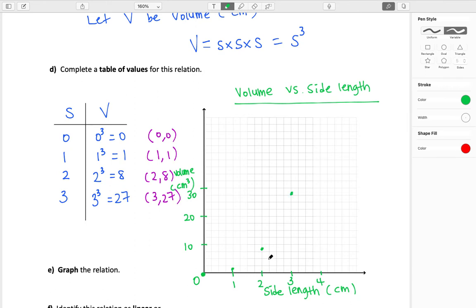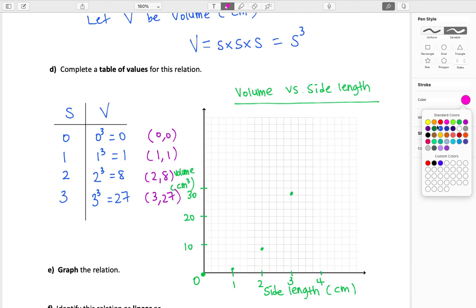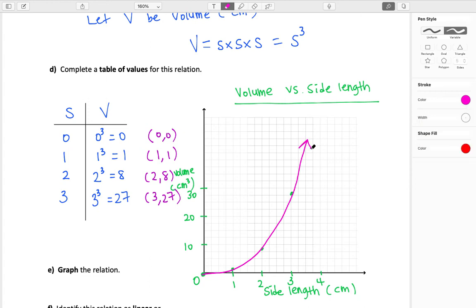So as you can see, you will notice that the graph is not a straight line. If you use a ruler, it doesn't connect all the points. So it will be looking something like this. I will be connecting the points like this. It looks like that. So again, V is equal to S cubed.